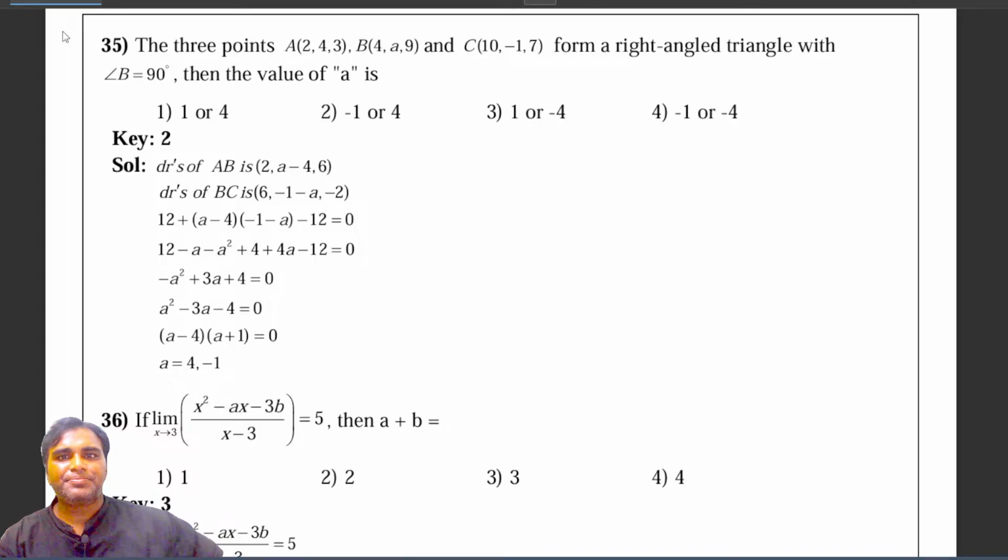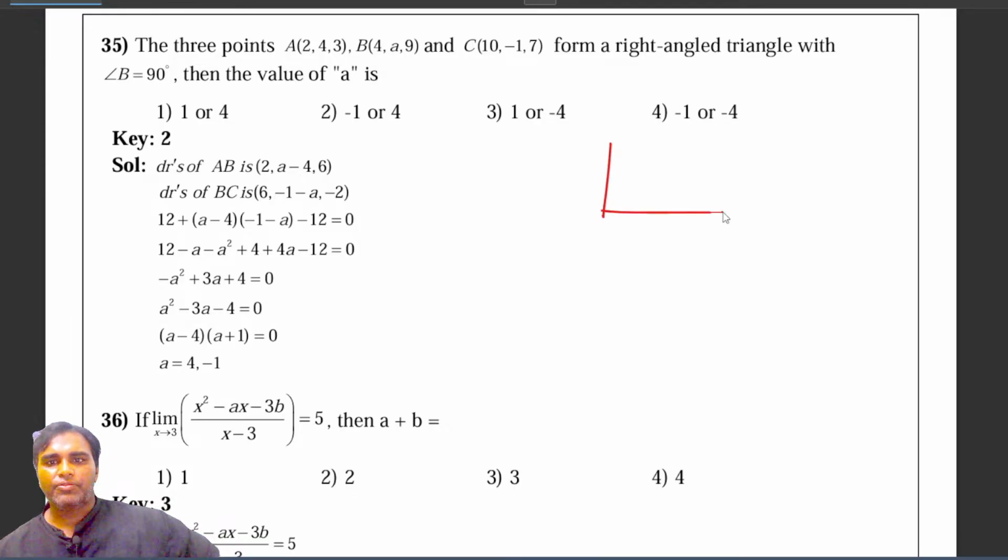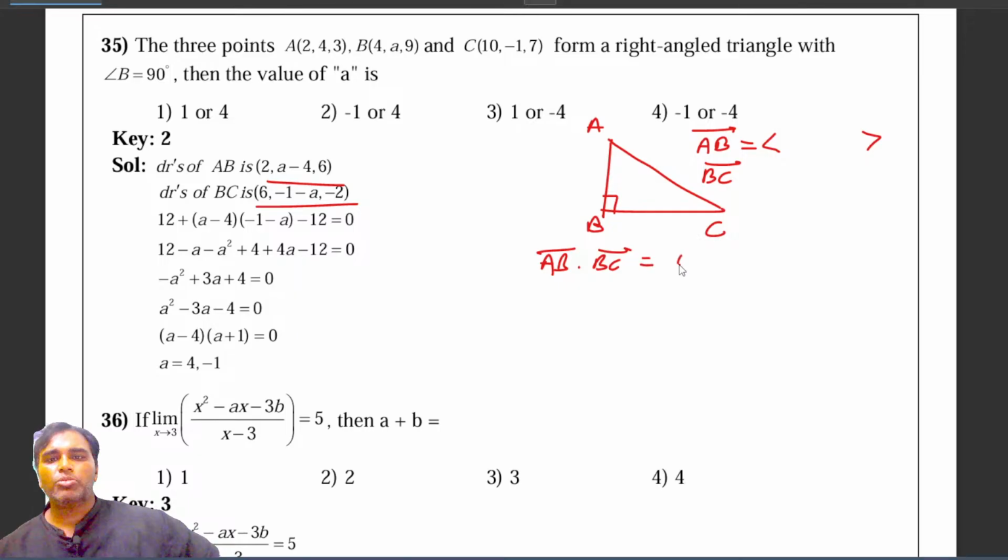35, let's see. 3 points are there and it is forming a right angle triangle. So nothing is there. Right angle at B, so B is here, A is here, C is here. So first we will find AB vector, then we will find BC vector. AB vector is how much? B minus A. So you can get AB vector. This is your BC vector. Now both vectors are perpendicular, so AB dot BC is how much? 0. So simply dot them.